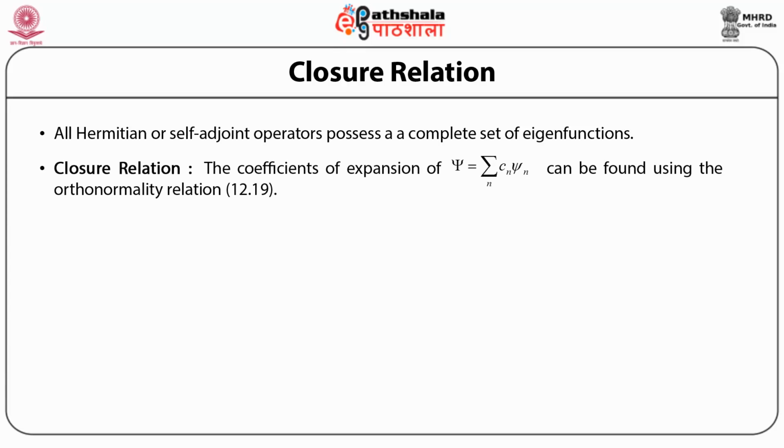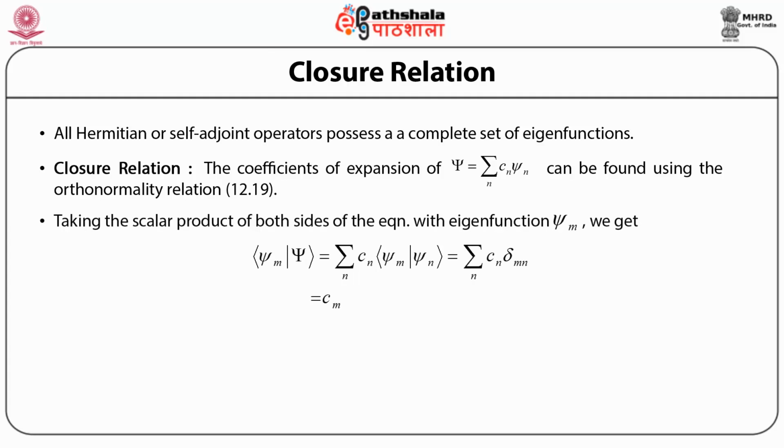The coefficients of expansion of ψ is equal to the summation over n of C_n ψ_n can be found using the orthonormality relation given by equation 19. Taking the scalar product of both sides of the equation with eigenfunction ψ_m, we get the scalar product of ψ_m and ψ is equal to the summation over n of C_n into the scalar product of ψ_m and ψ_n, which is equal to the summation over n of C_n δ_mn, and in turn becomes equal to C_m.